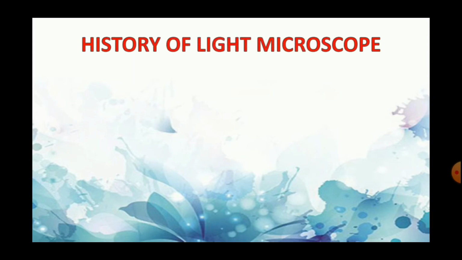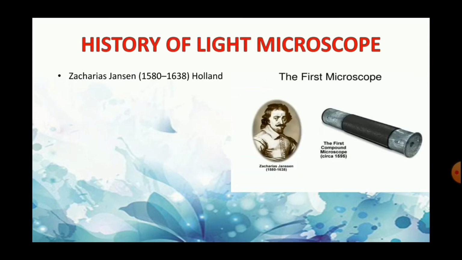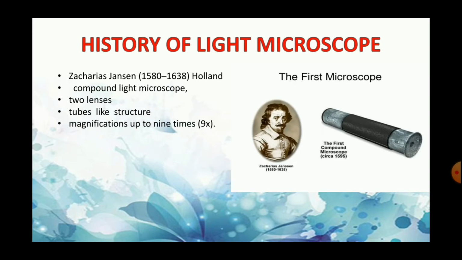History of light microscope. The first compound microscope was developed by Zacharias Janssen, and he was from Holland. He introduced this microscope in 1595. He used two lenses in this microscope which were placed in a tube-like structure. At the two ends of the tube-like structure the lenses were fixed, and the magnification power of his microscope was from 3x to 9x.